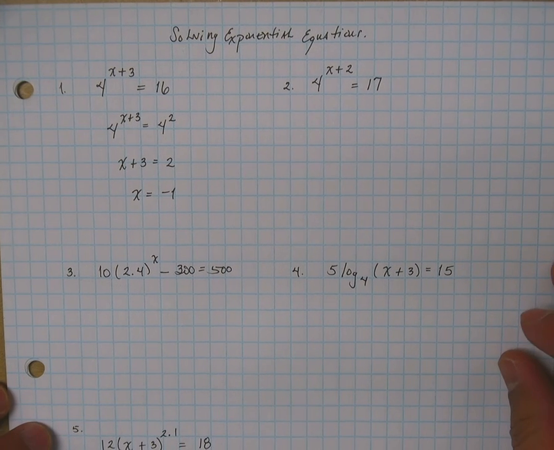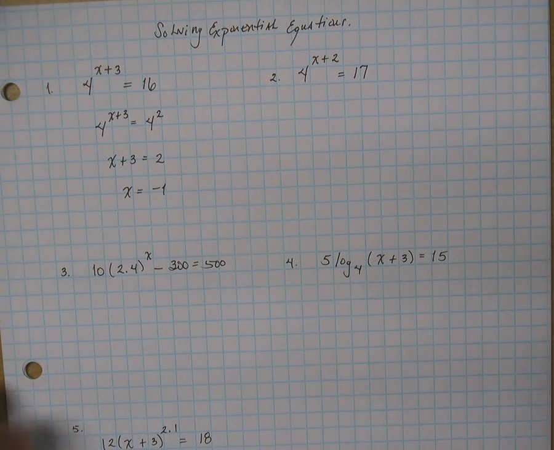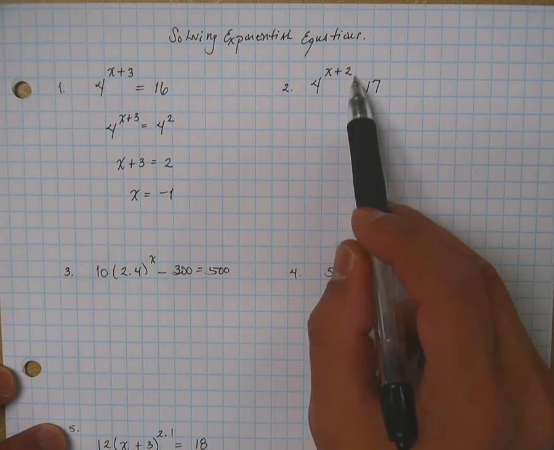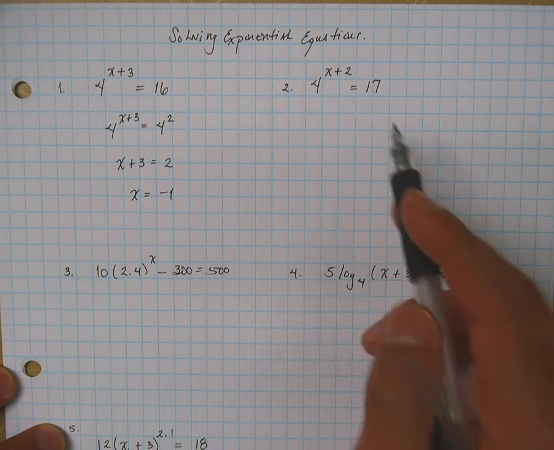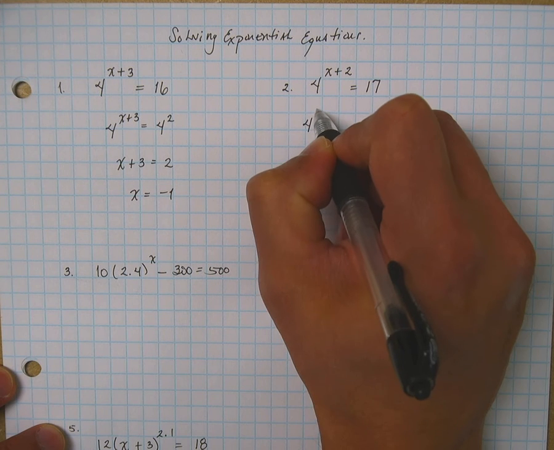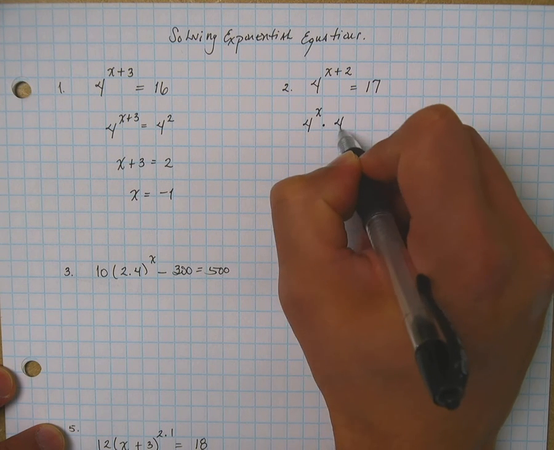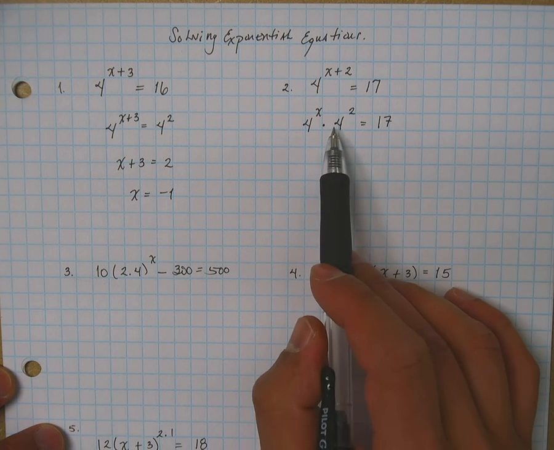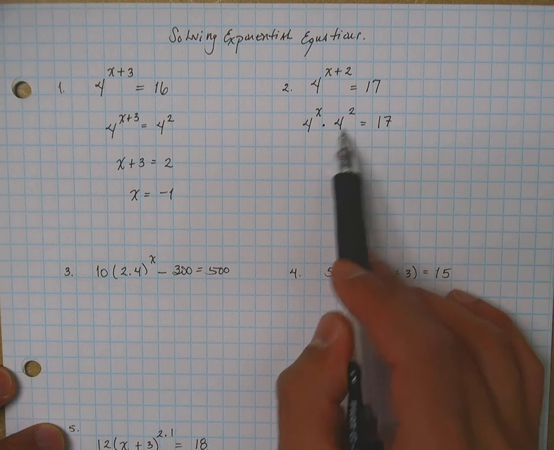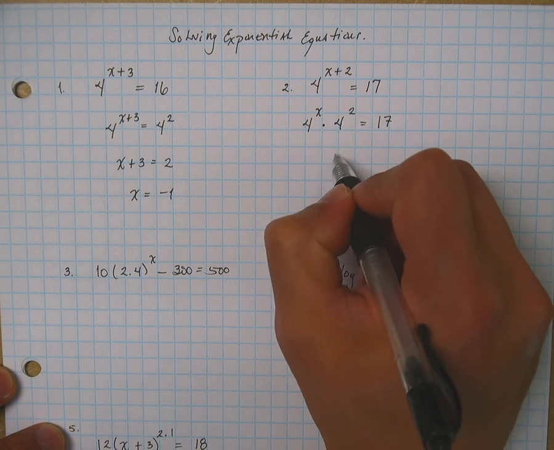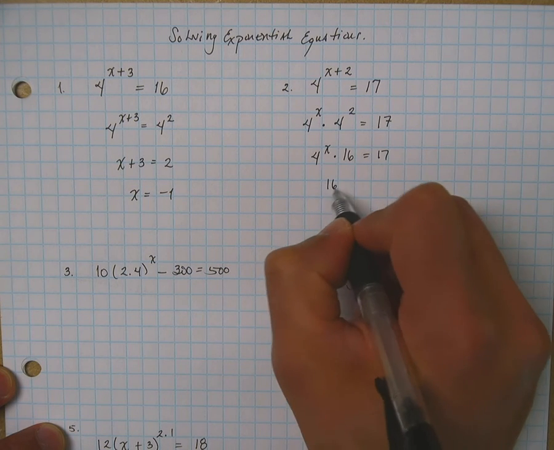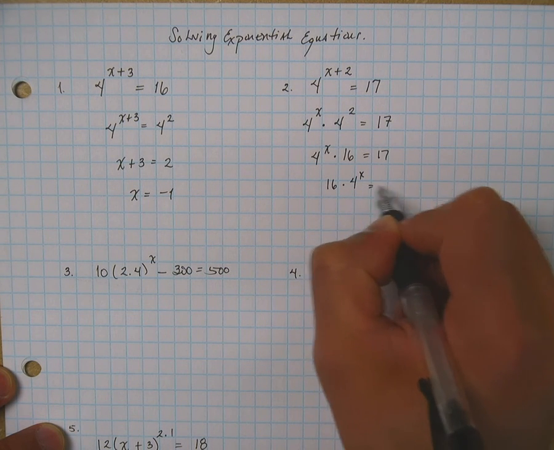Now, number 2, you see it's a little bit different. We're going to have to use our logs for that. So when you see this, think about using logs. Now, this guy right here, watch what I'm going to do. I'm going to split this guy up. He's going to become 4 to the power of x times 4 to the second power, or 4 squared. Now I'm just using the exponent properties, power rule. And 4 squared becomes 16. So we have 4 to the x times 16 equals 17. Or actually I can write it 16 times 4 to the x equals 17.